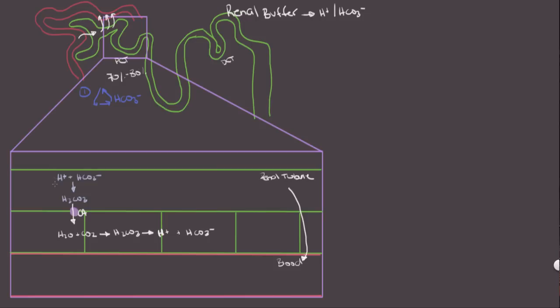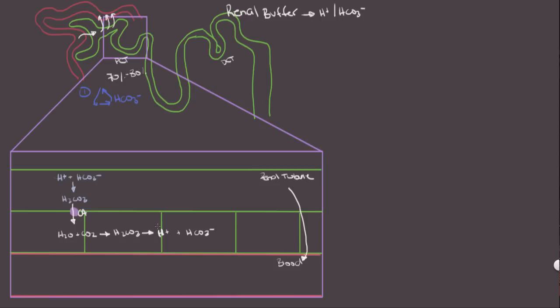By taking these hydrogen ions and bicarbonate ions, running them through this carbonic anhydrase system twice, and having hydrogen ions and bicarbonate ions end up on the inside of these renal tubule cells, we can now use a couple mechanisms to get rid of hydrogen ions while keeping bicarbonate ions. We're going to use a number of mechanisms to put the hydrogen ions back in the renal tubule and pee them out through our urine.